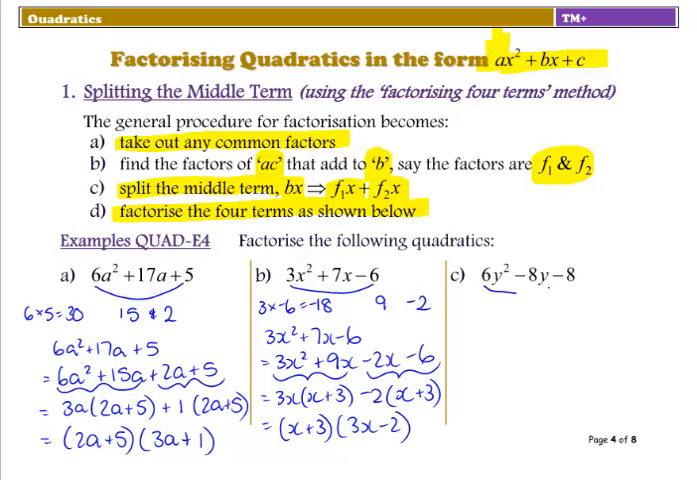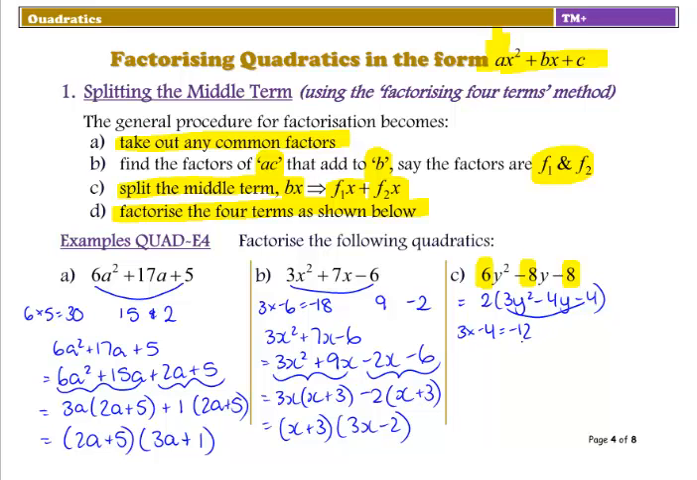Okay, next one. 6 times negative 8 is negative 48. And we want, oh wait a second, just thought of a problem. We have 6, 8 and 8. There is a common factor, which is 2. So we have 3y squared minus 4y minus 4. Be careful of that. Okay, now 3 times negative 4 is negative 12.